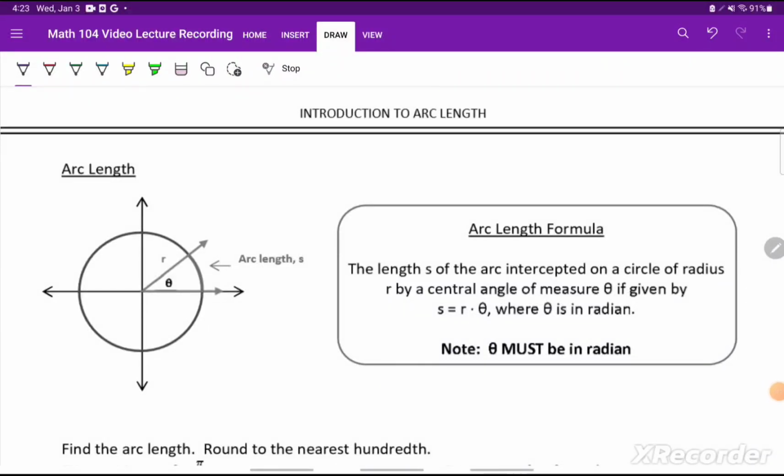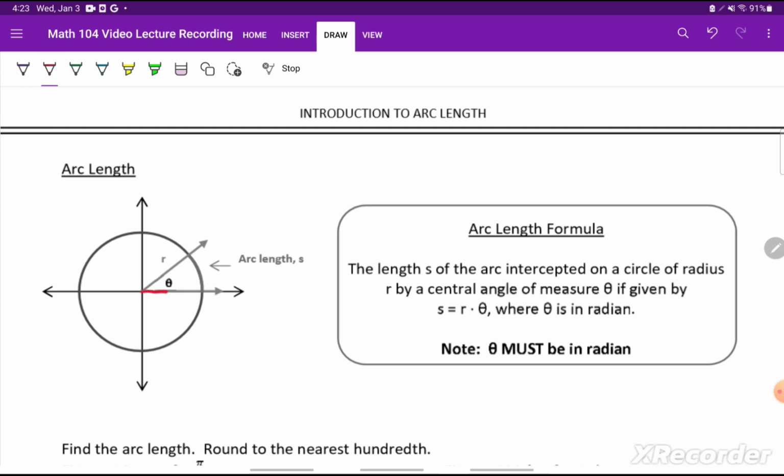In this video, we're going to introduce arc length. So we've talked about an arc before, right? It's the part of the circle that is intercepted by a central angle. Well, now we're going to talk specifically about the length of that arc. The length, which we use the variable s to represent arc length, the length s of an arc intercepted on a circle of radius r by a central angle of measure theta is given by the formula s equals r times theta, where theta is in radian.